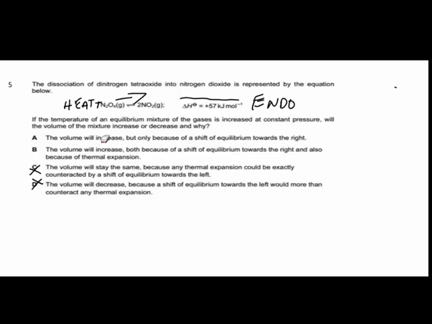All right, now we just got to look at what happens to the volume. Does it increase only because of a shift of equilibrium, or does it increase because of a shift of equilibrium towards the right and also because of thermal expansion? Well, if you're increasing the temperature of molecules, what do you know has to happen to the molecules? The molecules have to be moving a little bit faster. Therefore, they have to be bumping into each other a little bit faster. So we're going to have to get some thermal expansion and also a shift to the right of the equilibrium, causing a slight volume increase.